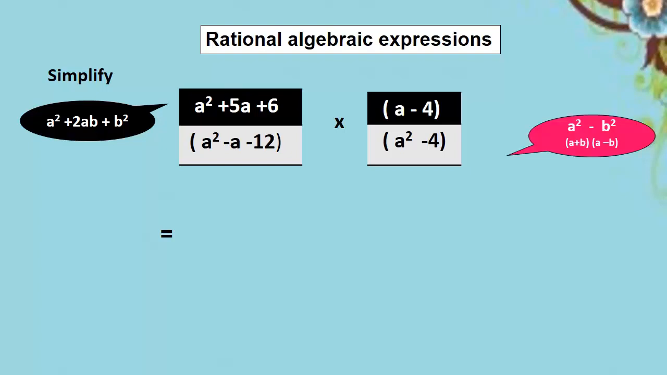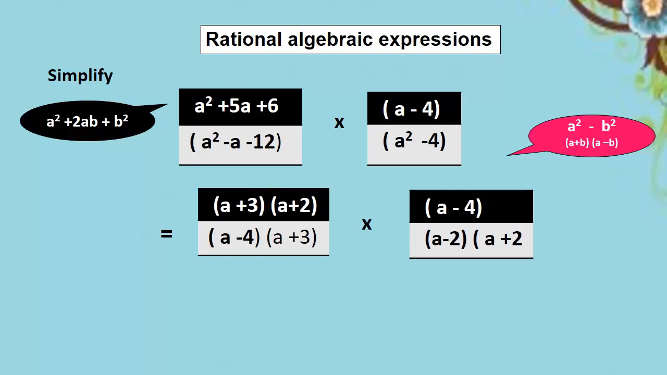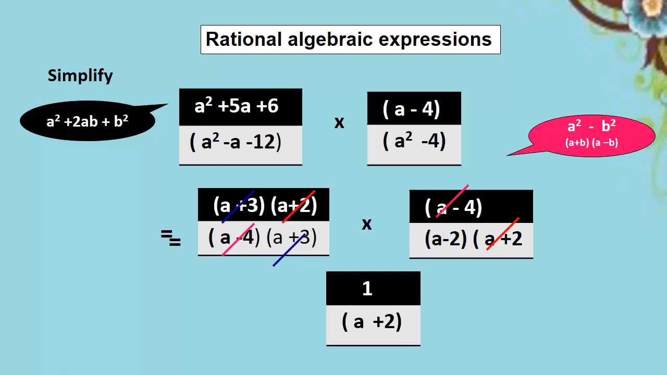Now again in the second fraction, a square minus 4 is nothing but a square minus b square. So we know this will be (a plus b)(a minus b). So we'll just write down the correct factors of each. Now observe, can we cancel them? Remember, here the cancellation is between the numerator and the denominator. You cannot cancel numerator with numerator and denominator with denominator. So a plus 3 and a plus 3 get cancelled. a plus 2 and a plus 2 get cancelled. Again a minus 4. Now in the numerator nothing is there, but you need to write 1. So your answer will be 1 upon a plus 2.